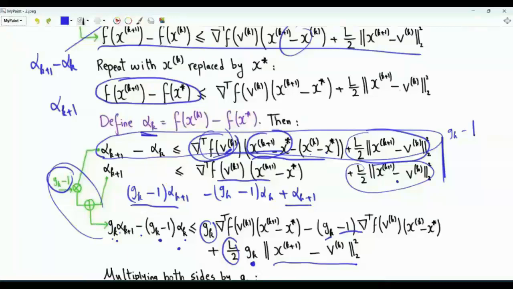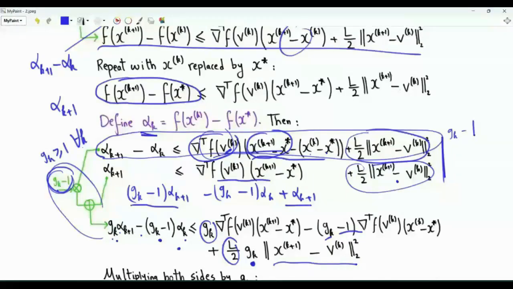Note that we are implicitly assuming that gk is greater than 1. If gk is strictly less than 1, gk minus 1 is negative. If it's multiplied by an inequality, it will reverse its direction. The assumption here is that gk is greater than or equal to 1 for every non-negative integer k. The algorithm itself starts with g0 equal to 1. When we come to the design of sequence G, we should show that gk is greater than or equal to 1 for every k.